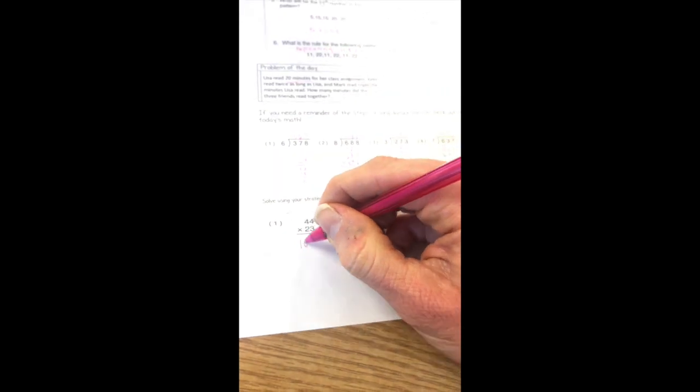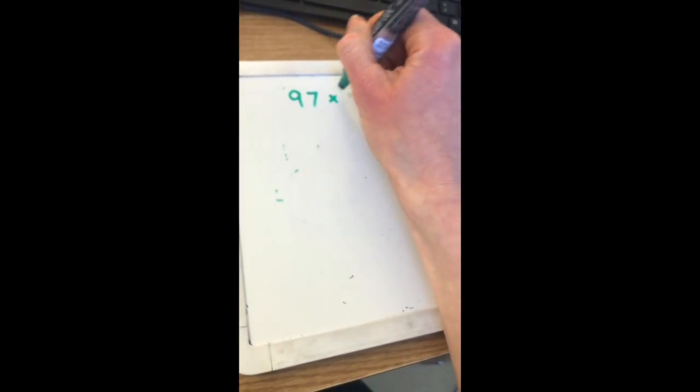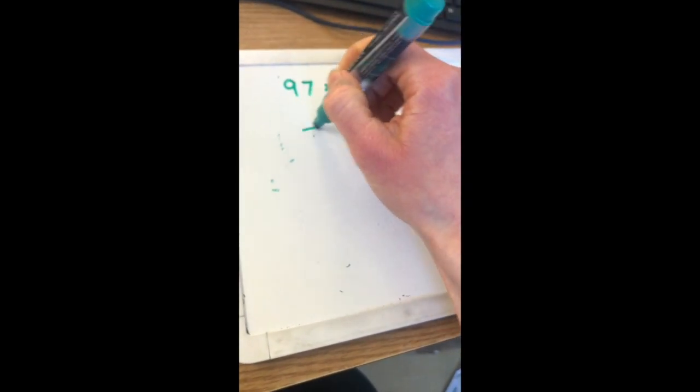All right, we're gonna go to the next one. 97 times 35. So let's work through that together. Just let me erase my board. Okay, so 97 times 35. I'm gonna write it on my board. 97 times 35. So today I'm modeling the box window method.